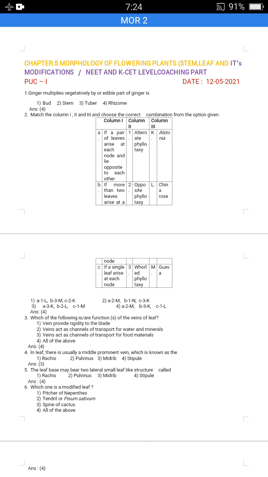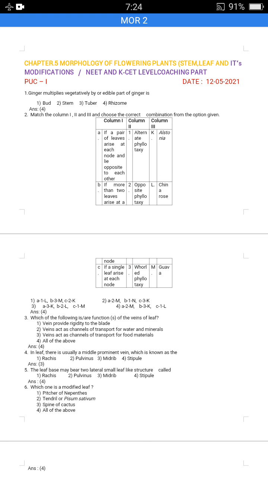Now I am moving to another question. Sixth question. Which one is a modified leaf? Let us see the options. So the options are as follows. First option, picture of Nepenthes. Option 2, tendril of Pisum sativum. Option 3, spine of cactus. Option 4, all the above. So the explanation is as follows. Which one is a modified leaf?